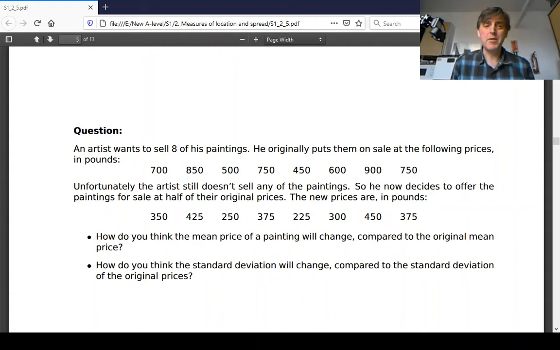Unfortunately, he still doesn't sell any of his paintings, so he decides to change the price again. And this time he's going to go back to the original prices and then try to sell them at half of their original prices. How do you think the mean price of the painting changes compared to the original now? And how do you think the standard deviation will change compared to the original? Have a think about that and restart the video once you've thought about it, please.